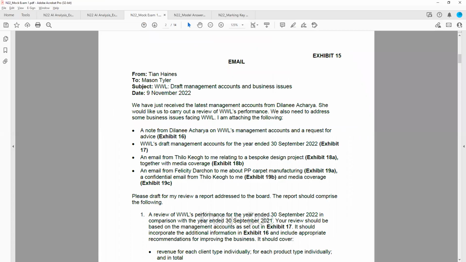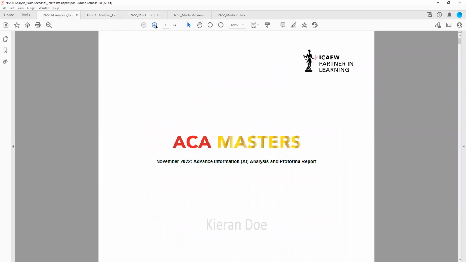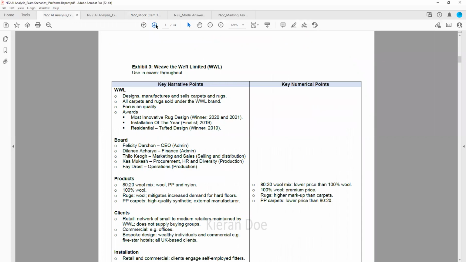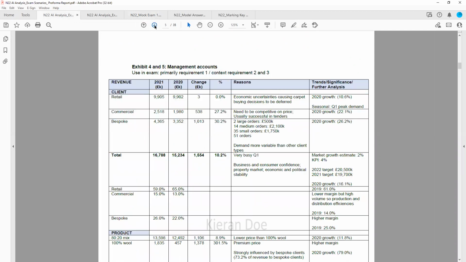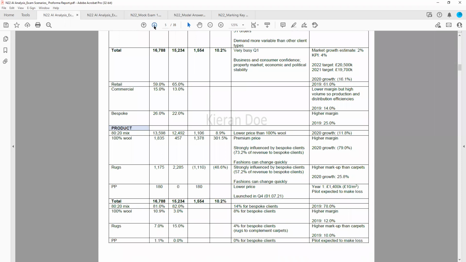So we can see that when looking at the AI, we typically have the same exhibits. So we always have something about the industry that the company is in, and we're told some facts around the industry. We're told some specific information about the business itself, its operations, the types of people who are involved. We had the management accounts for recent years, so we can calculate recent movements, margins, etc.